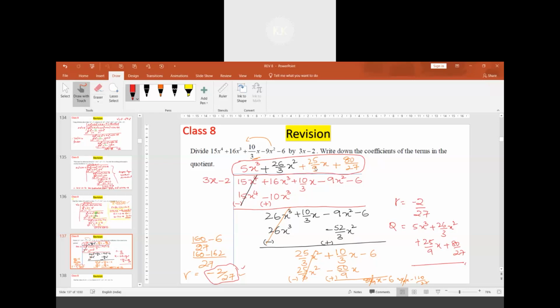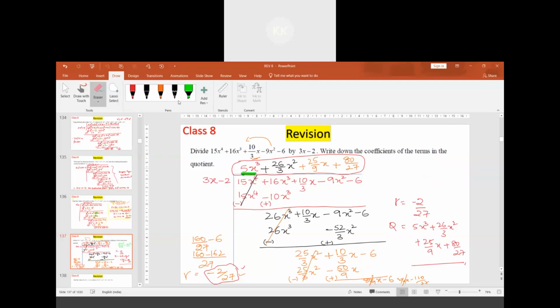Sir, how should we know what the quotient will be? We have to divide, then we'll get it. Let me tell step by step. How did I get this 5x cube? It is because 15x to the power 4, when I divide it by 3x, I'll be getting 5x cube. You will agree? Yes, sir. Very good.